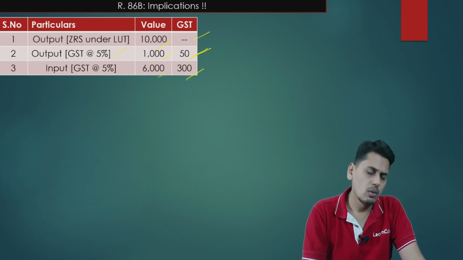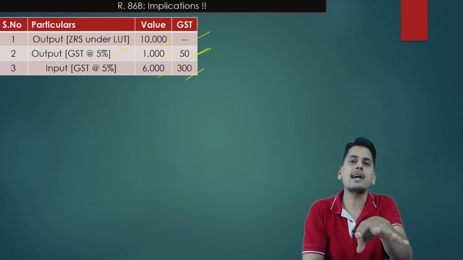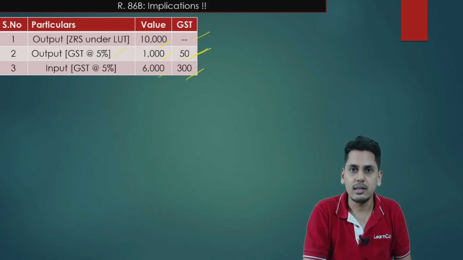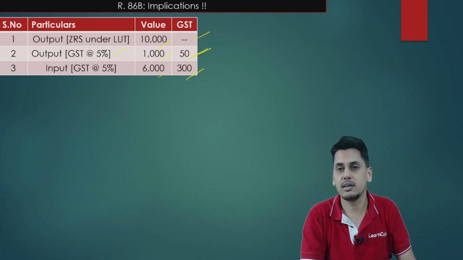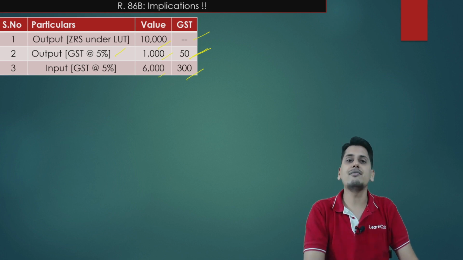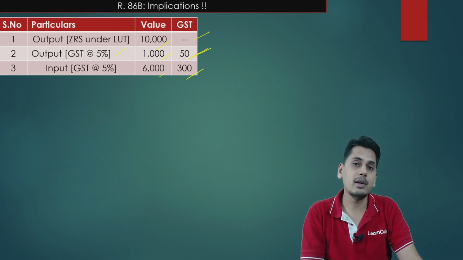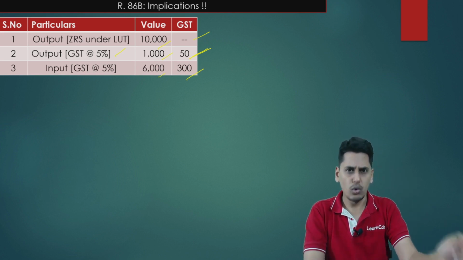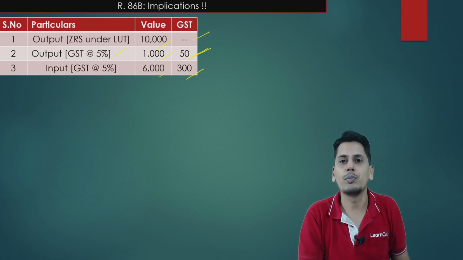Now friends, what does 86B tell you? 86B tells you that if the value of taxable supplies other than exempt and zero rated supplies in a particular month exceeds 50 lakhs, and does it exceed in this particular month? Yes. If it is exceeding 50 lakhs, then you can pay the output tax from your electronic credit ledger only to the extent of 99% of the output tax.